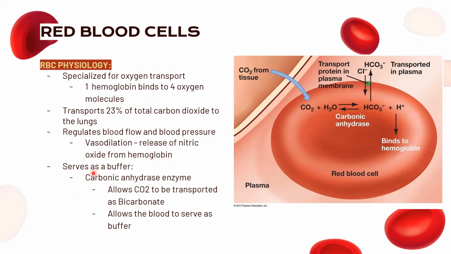RBC also serves as a buffer through your carbonic anhydrase enzyme. It allows your carbon dioxide to be transported as bicarbonate. You can see here that through your carbonic anhydrase enzyme, with your carbon dioxide and water, it allows carbon dioxide to be transported as bicarbonate. This allows the blood to serve as a buffer through your RBC.